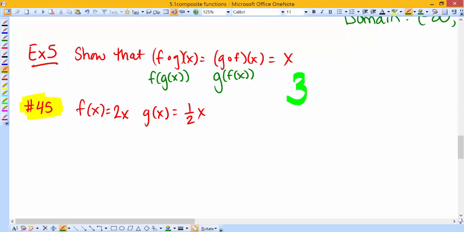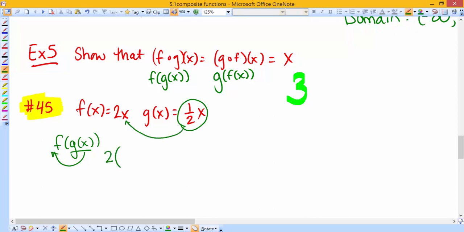So I'm going to start with the f of g of x, which means g of x is going to go into f. So g of x goes into x. So I have 2, and in place of x, I put 1/2 x. Well, 2 times 1/2, the 2's cancel, and I'm left with 1x, which is x.